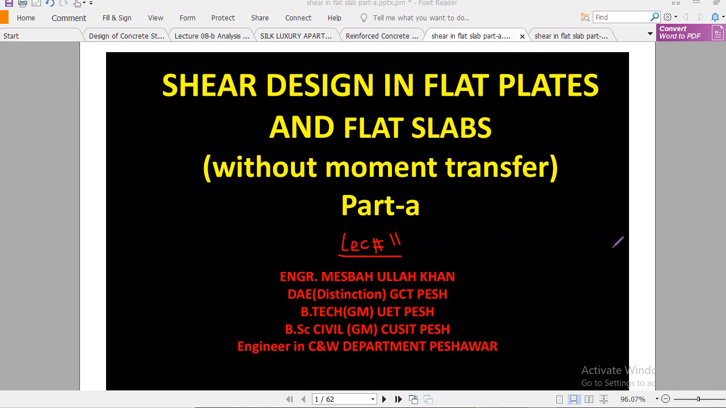Students, basically we started the equivalent frame method and we did some examples on it. This lecture is basically a continuation of that lecture series.